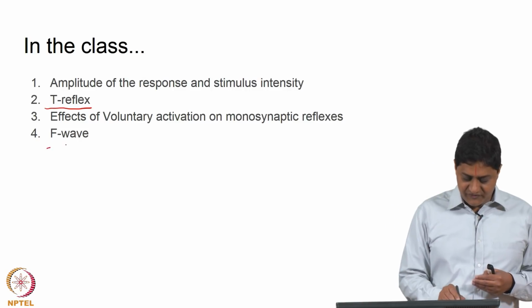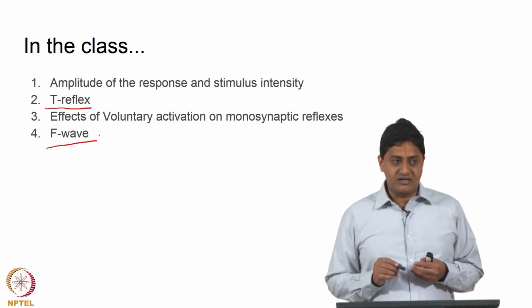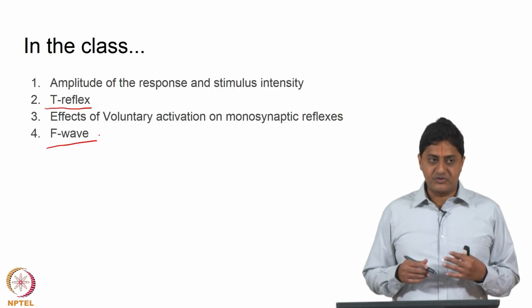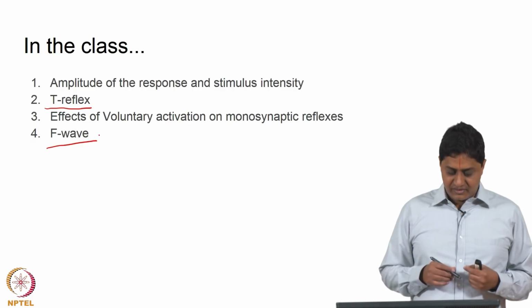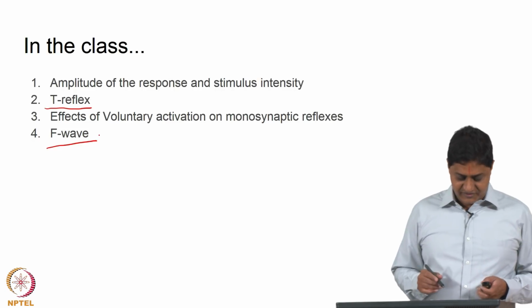And then we will talk about a very special case where an action potential backfires and produces another action potential from the alpha motor neuron, or the F wave. We will discuss these kinds of things.